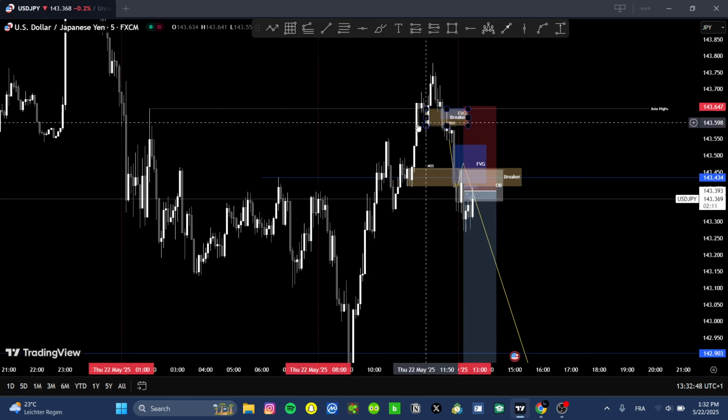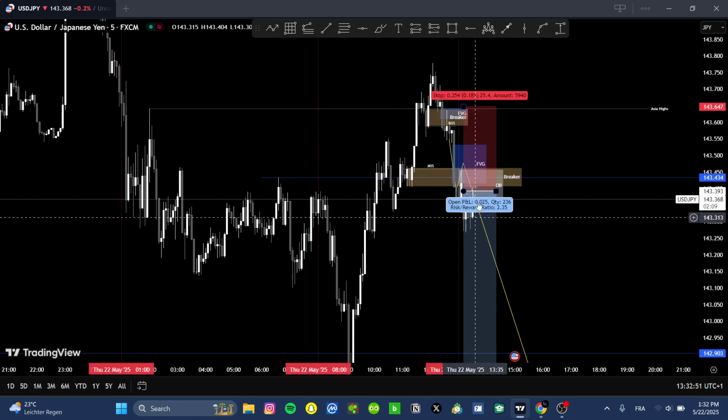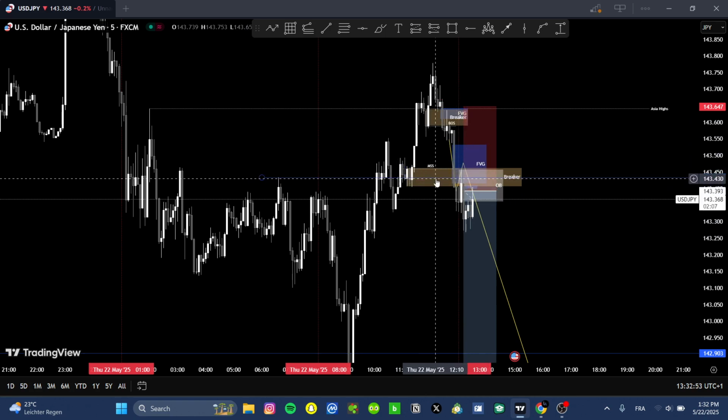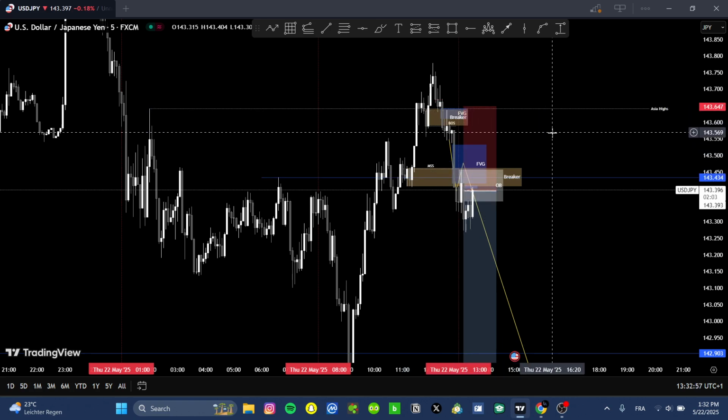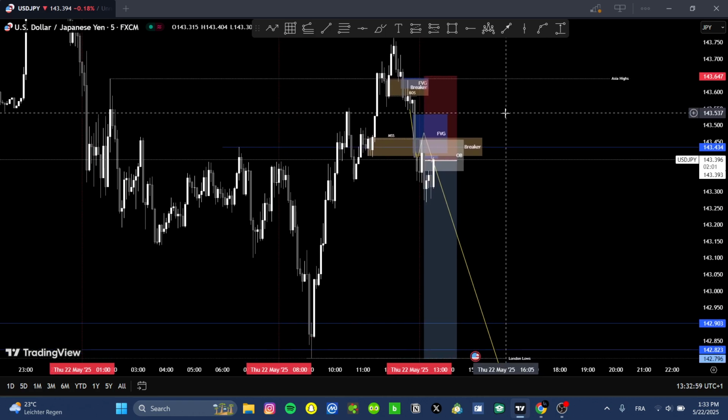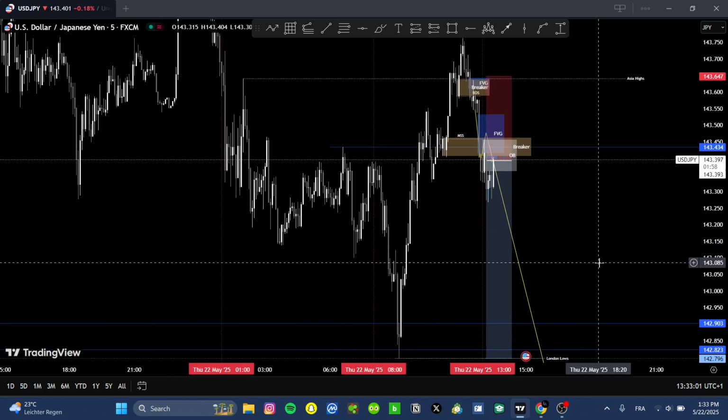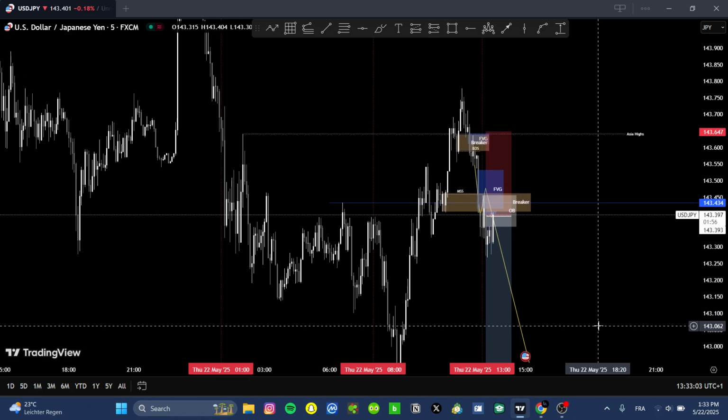A sweep of liquidity, a break of structure on the 15-minute, retracing back into 5-minute continuation confluences, breaker block, fair value gap, and then a break of structure on the 1-minute. This is my A plus setup that I always trade. Also, it's a downtrend, not an uptrend. I hope this trade could be a runner.